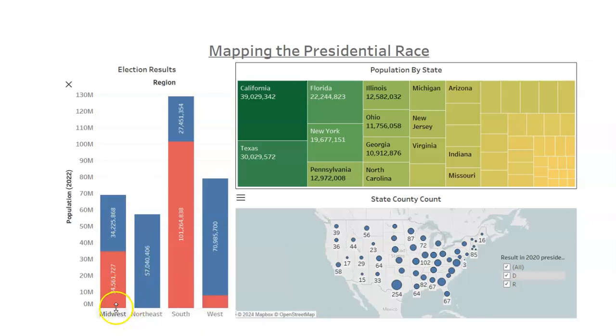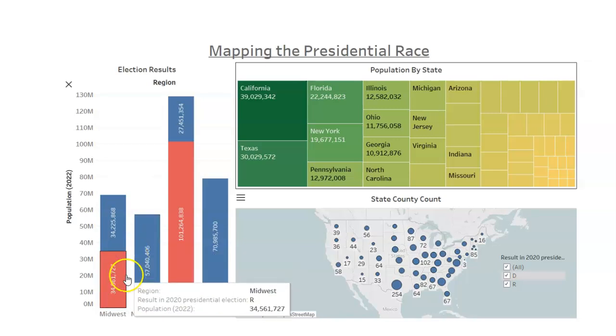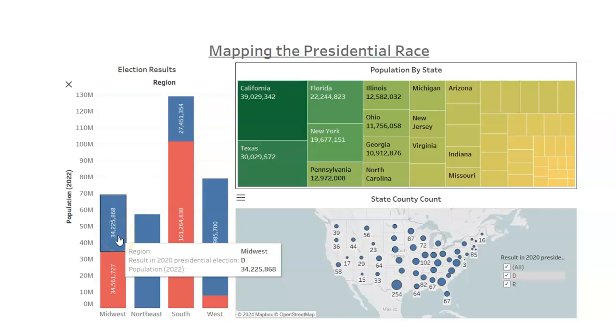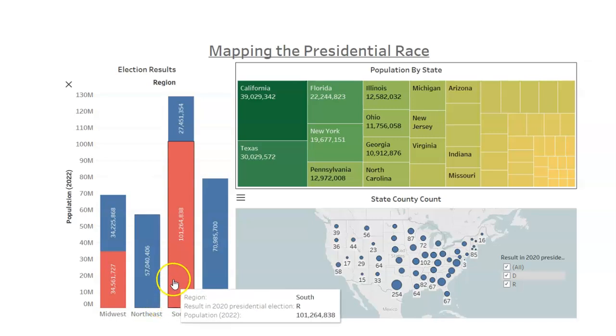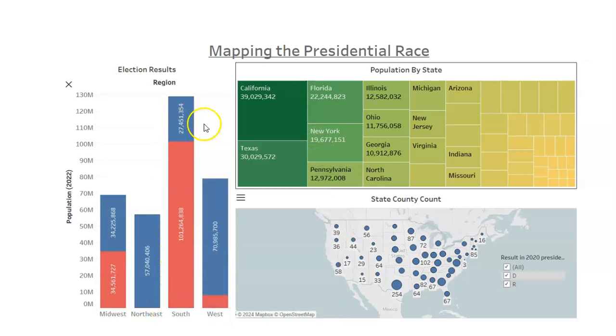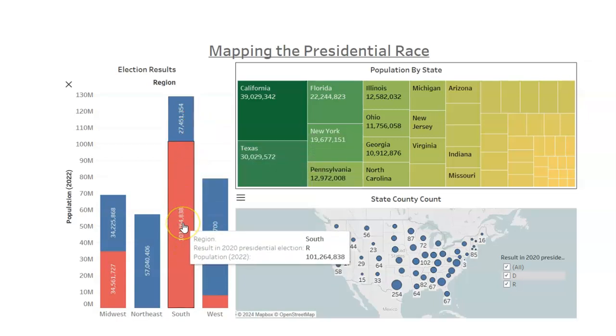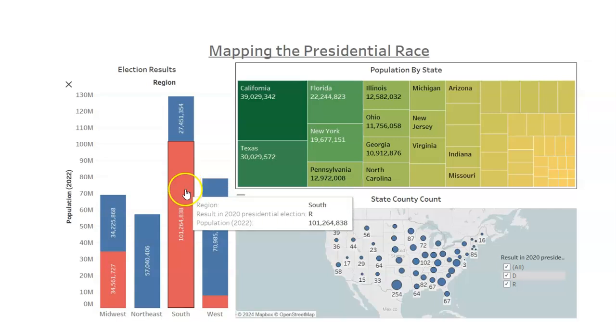When we look at the Midwest region, we can see it's almost a 50-50 split with Republicans at 34.5 million votes compared to Democrats at 34.2. And then we have the Northeast region, which is entirely dominated by Democrats. And then we have the Southern region of the states, which is primarily dominated by Republicans. We're looking at about an 80-20 split.